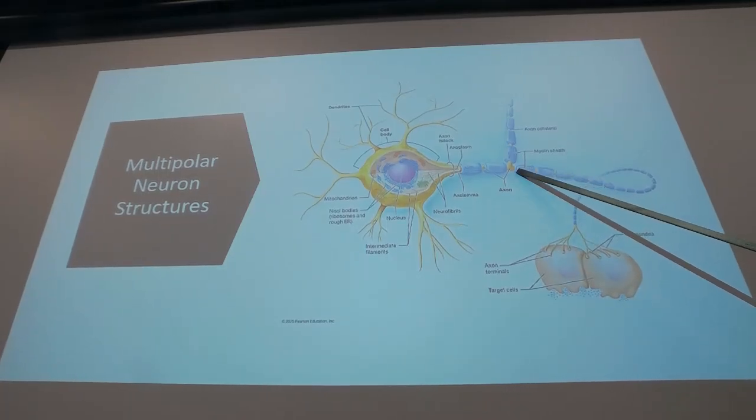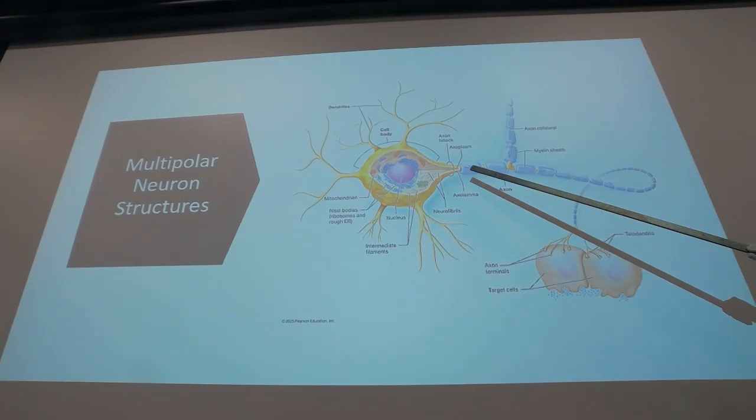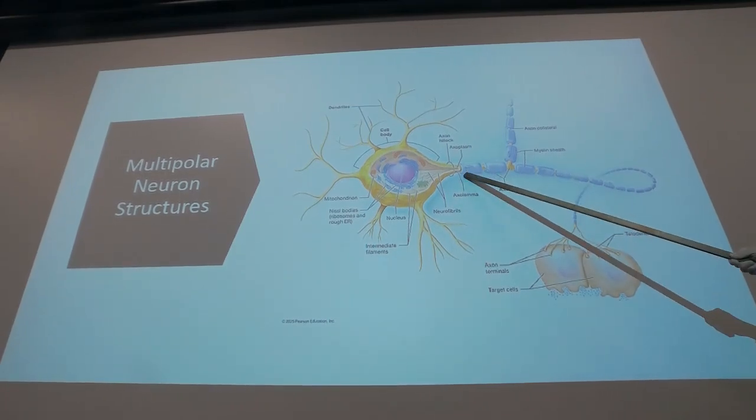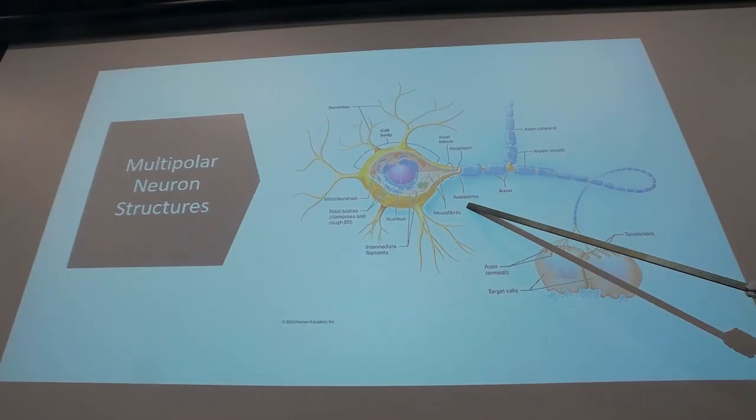Now, it's not labeled in here, or well, yeah, it is here, but all this axon is covered by the plasma membrane that we know as axolemma.